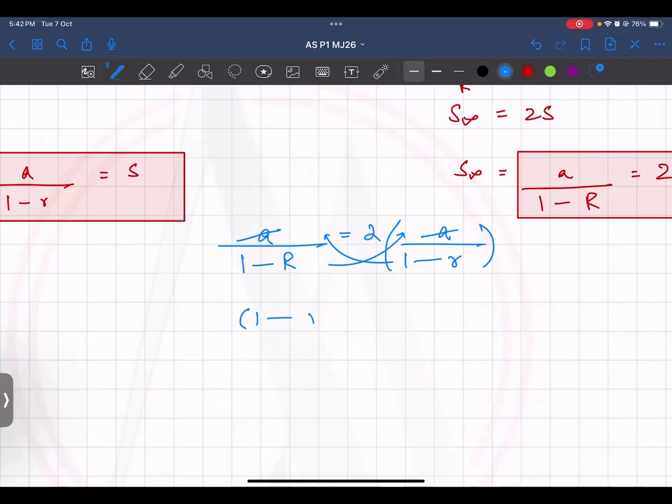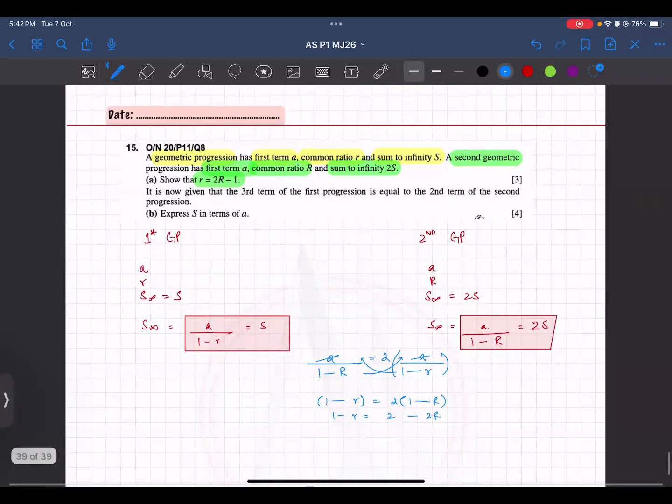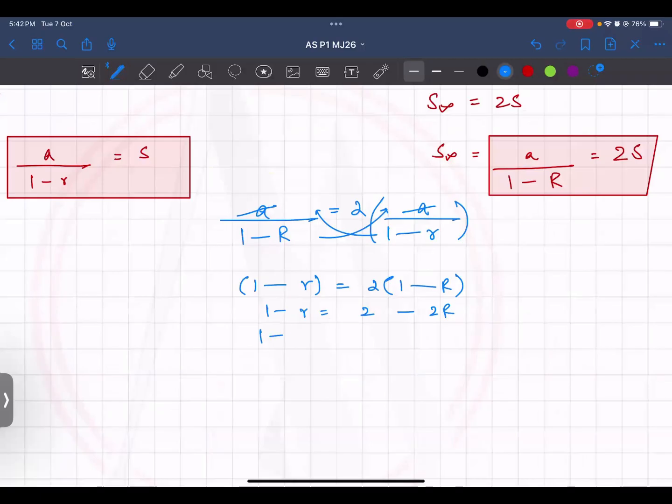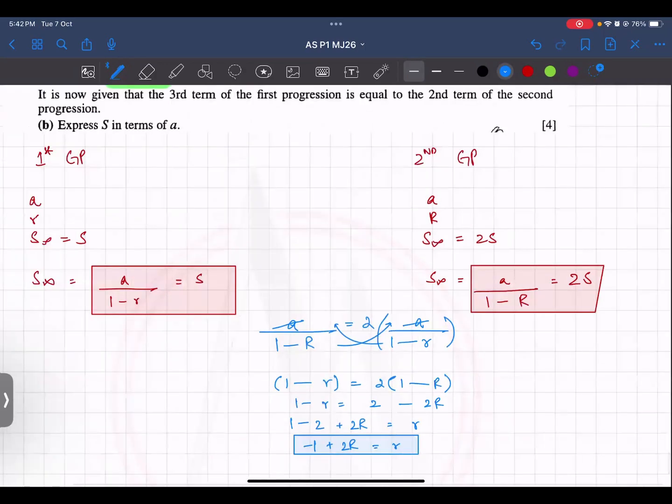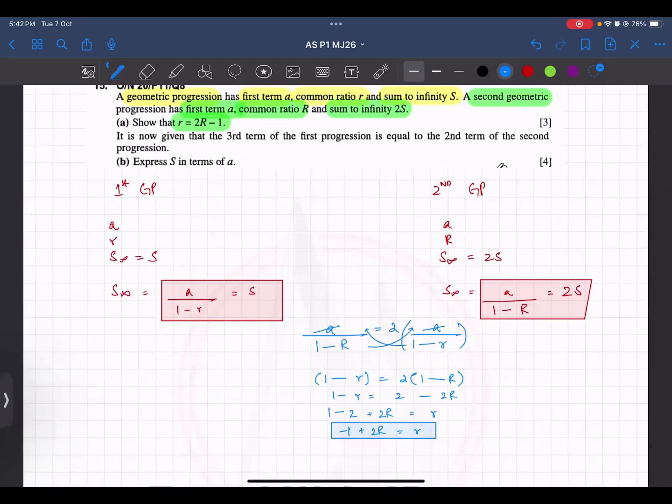So 1 minus small r is equal to 2 times 1 minus capital R. 1 minus r is equal to 2 minus 2R. What do we want? Small r to be the subject. So 1 minus 2 plus 2R. I moved everything to the left side and moved the small r to the right side. So this becomes minus 1 plus 2R is equal to small r. This is it. Sometimes the question is not very difficult. It looks difficult because they have not given you any value. You just had to solve them simultaneously and you got the equation that they asked you to form.